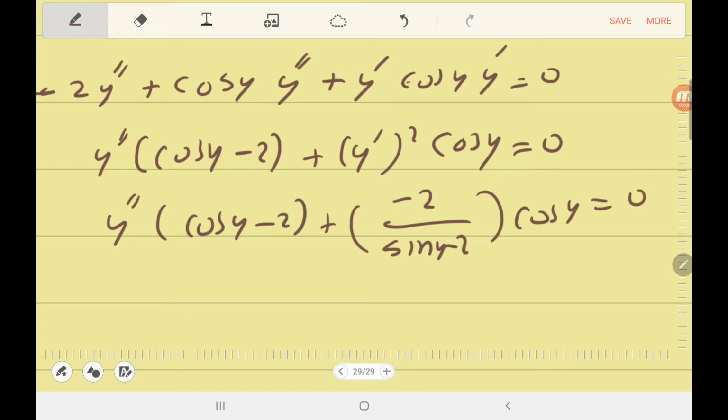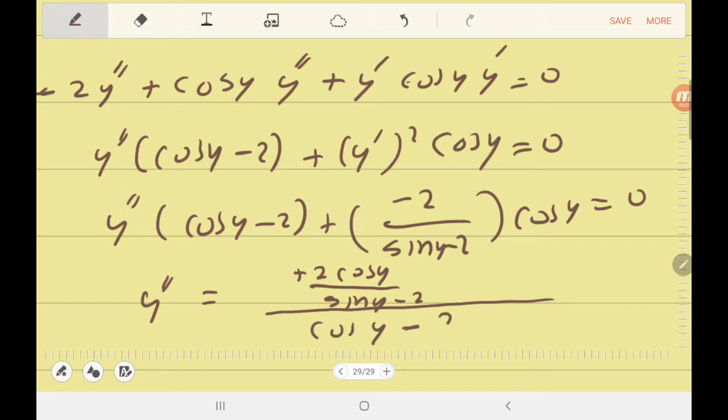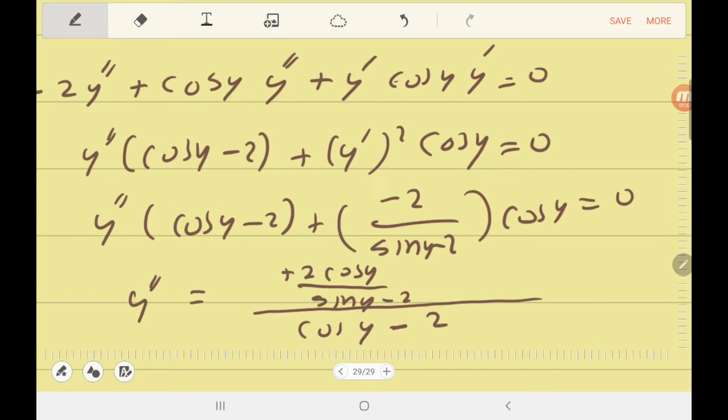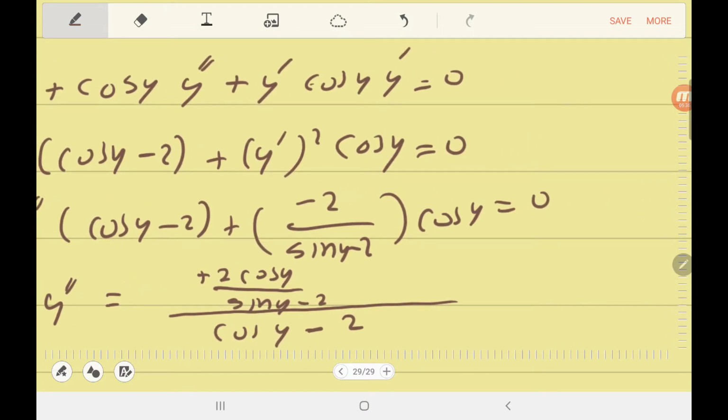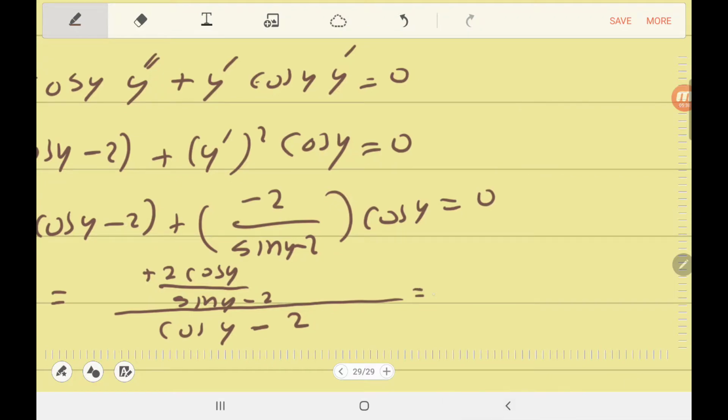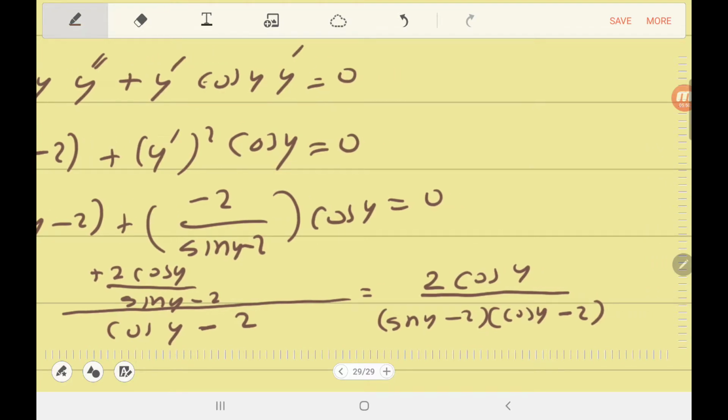In this case, this is negative. If we shift it, it's going to be positive. So y double prime is equal to positive 2 cosine y over sine y minus 1, all over cosine y minus 1. This is y double prime.